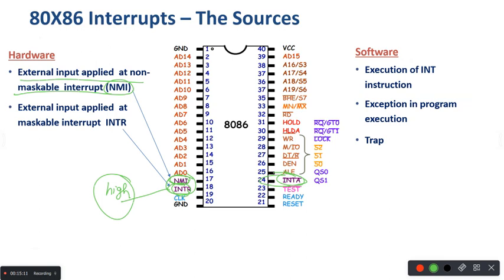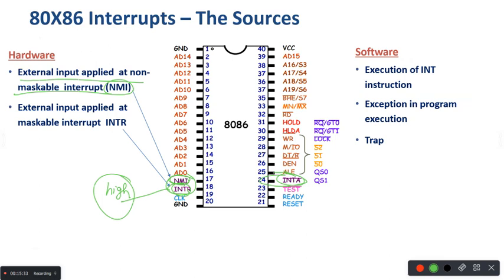That's called maskable. You always have the option of masking the interrupt whenever you give this, but a non-maskable interrupt cannot be masked. Remember this. These are very important. So these are the three hardware pins responsible for interrupts.